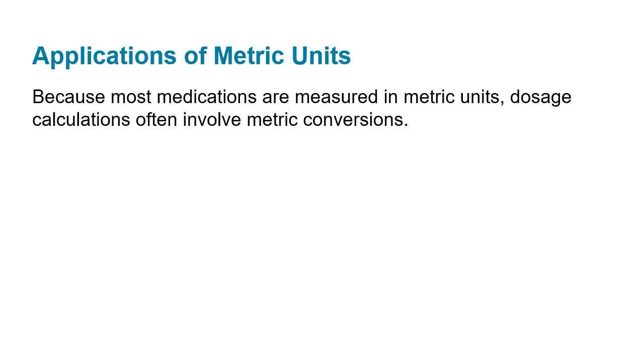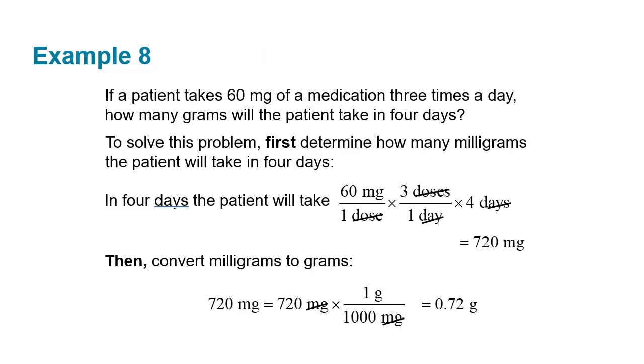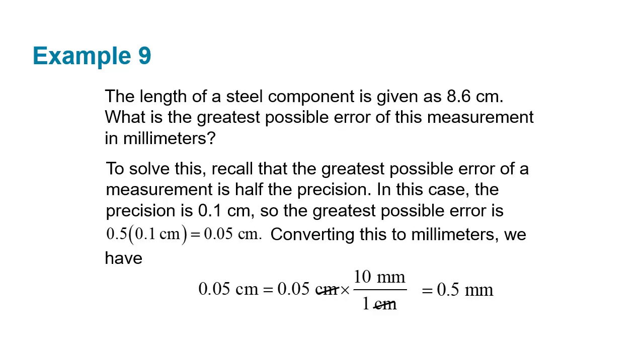Some applications of metric units. If a patient takes 60 milligrams of a medication 3 times a day, how many grams will the patient take in 4 days? Well, 60 milligrams per dose, 3 doses per day times 4 days, right? You'll get 60 times 3 times 4, 720 milligrams. Then you can convert milligrams to grams, and you get 0.72 grams in that 4 days.